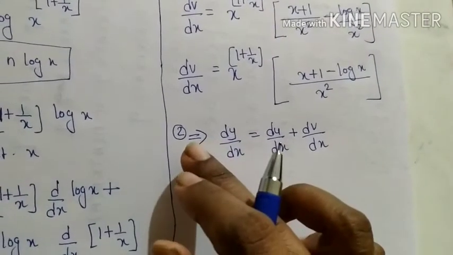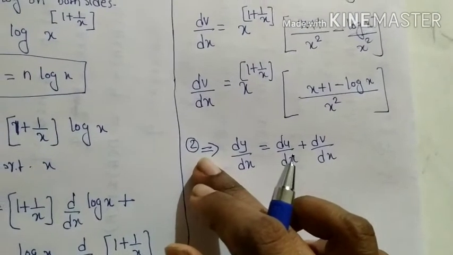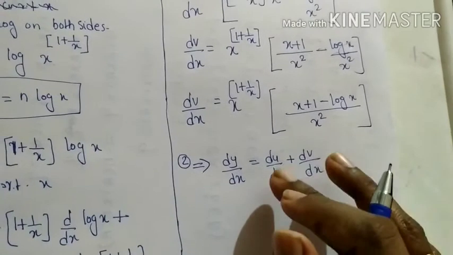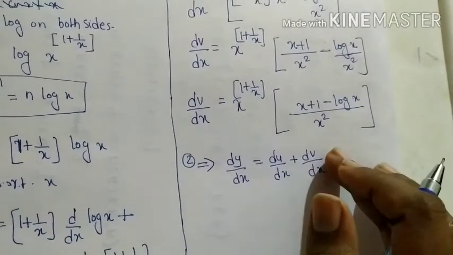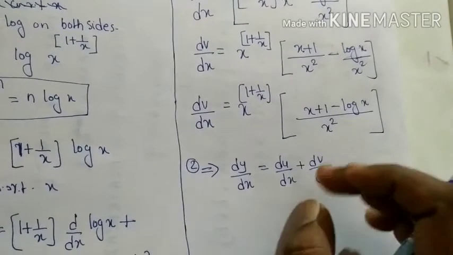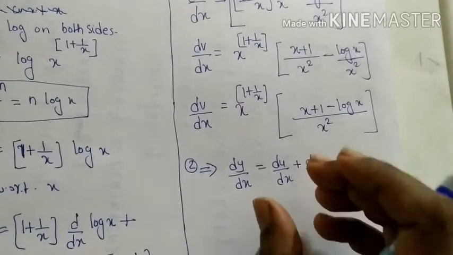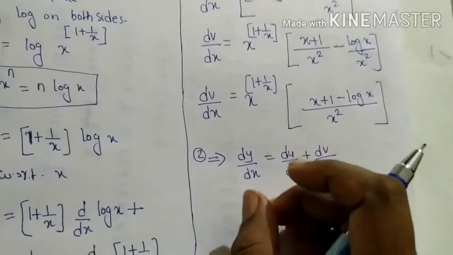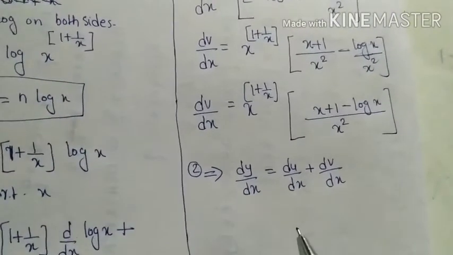Let us consider our equation number 2. dy by dx is equal to the sum of du by dx and dv by dx. So now we have the values of du by dx and dv by dx, and I'm substituting them here. We get our final answer dy by dx.